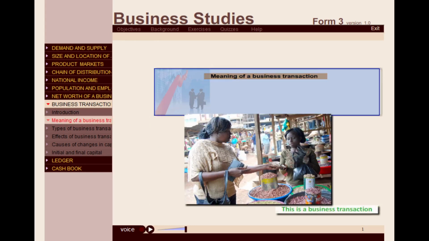Meaning of a business transaction. This is the exchange of goods and services for money consideration between a buyer and the seller.